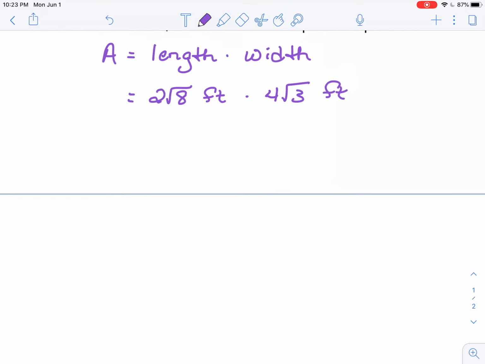So I see multiplication with radicals. We're going to follow our same rules. Multiply, simplify. 2 times 4 gets me an 8 outside the radical. I'm also going to multiply my numbers inside the radical. 8 times 3 is 24.